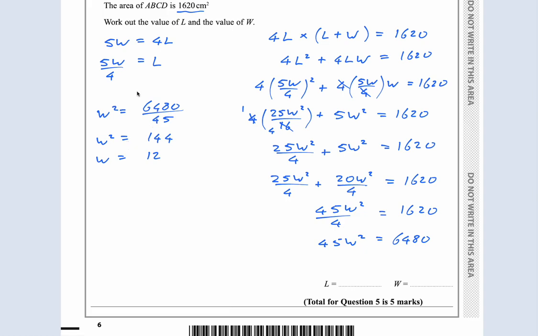Okay, finally, guys, if w is 12, I can find the length, because length is equal to 5 times w over 4 from this. So the length is 5 times 12 over 4. Do this with your calculator. 4 into 12 goes 3. 3 times 5 is 15. So the length is 15. Length is 15 and w is 12.